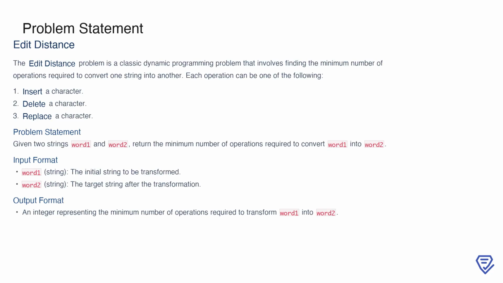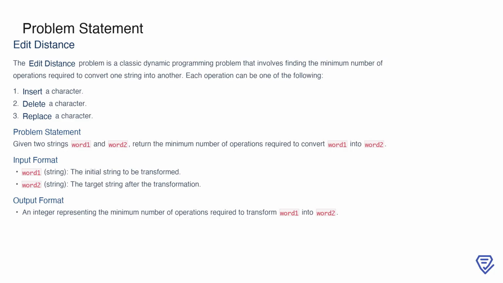The edit distance problem is a foundational problem in dynamic programming and focuses on determining the minimum number of operations needed to transform one string into another. These operations are limited to three types: inserting a character, deleting a character, or replacing one character with another. The goal is to calculate the minimum number of such operations required to convert the string word1 into word2.